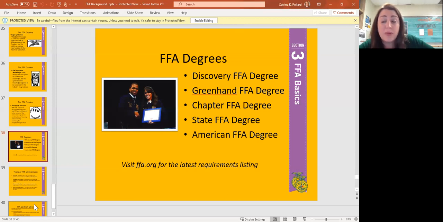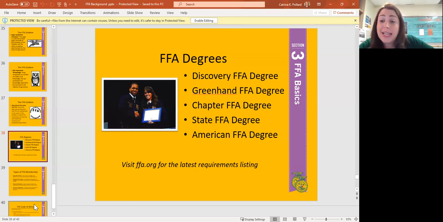Some of the requirements for that: you have to have 250 SAE hours. That's why I start when you're in your first year, doing 20 hours each semester. So you have 40 at the end of the year. So hopefully by the time you're a junior or senior, you have enough to get your State Degree.